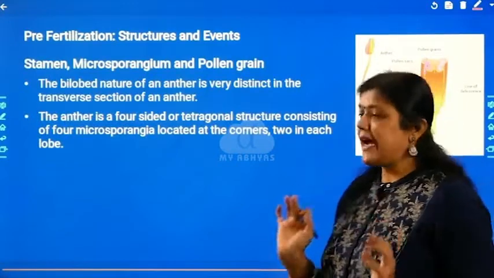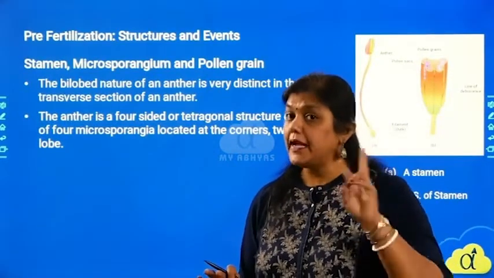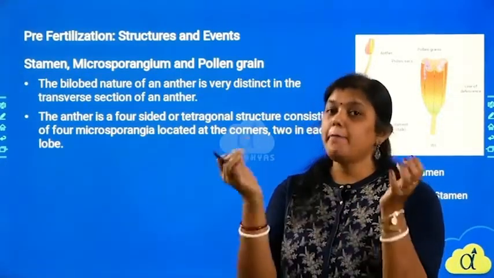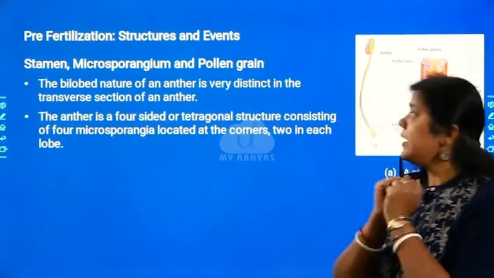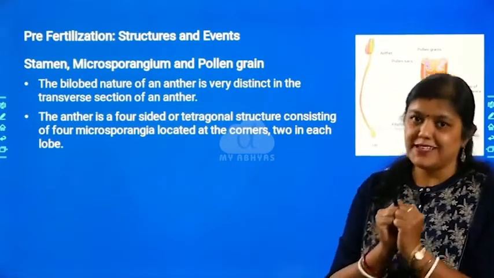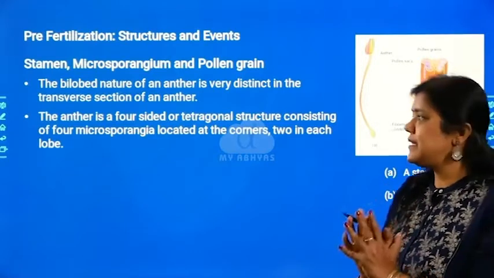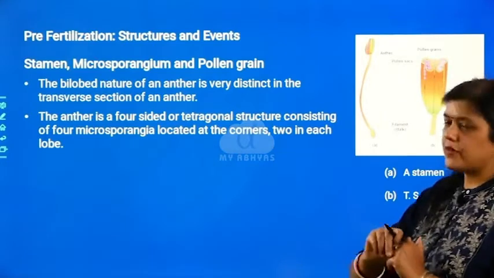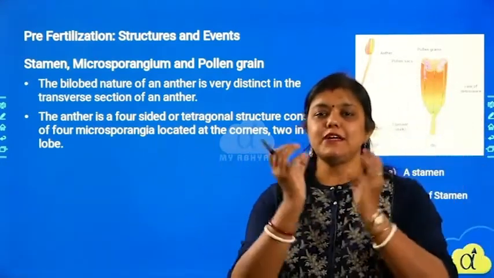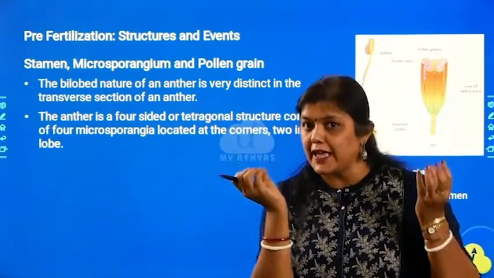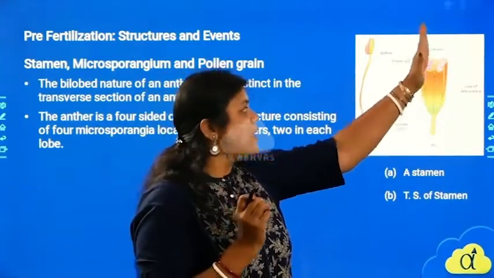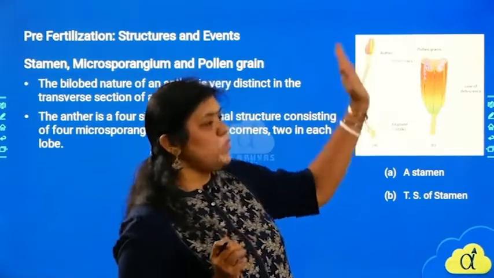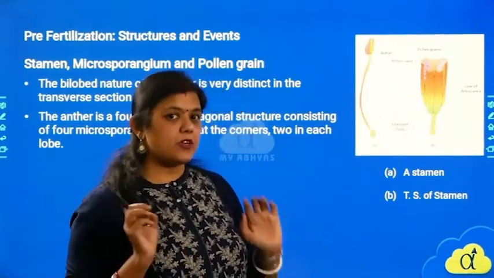Now, the bilobed nature of an anther. Bilobed. Bi means 2. Lobe means part. Okay. Bilobed nature of anther is very distinct, and it can be seen in the transverse section of an anther. If you do a transverse section of anther, you can clearly see the 2 lobes present on the anther. This is the one which is showing 2 lobes. So if I actually do a transverse section, you can basically make out there are 2 lobes. Okay. 2 lobes are present on the anther.